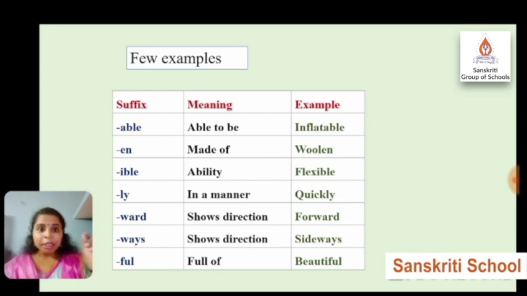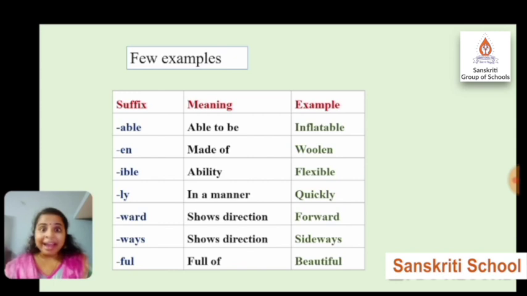Ible, it indicates ability. Flexible, which means it has the ability to bend. Ly indicates in a manner, something which takes place in a manner. Quickly, which means that it takes place fastly. Slowly, which means that it takes place very slowly. It's not fast. Same way, ward, W-A-R-D, shows direction. Forward, backward, it shows the direction.